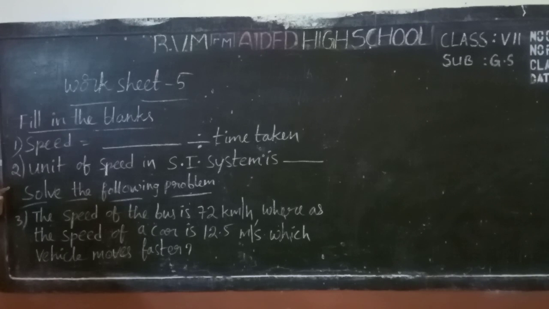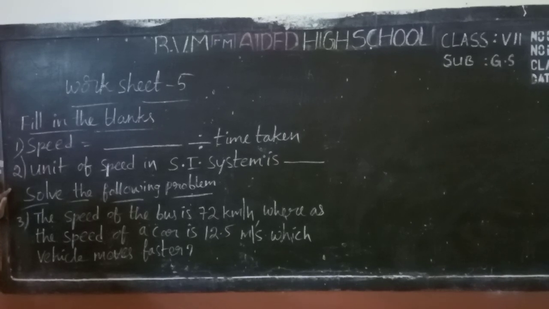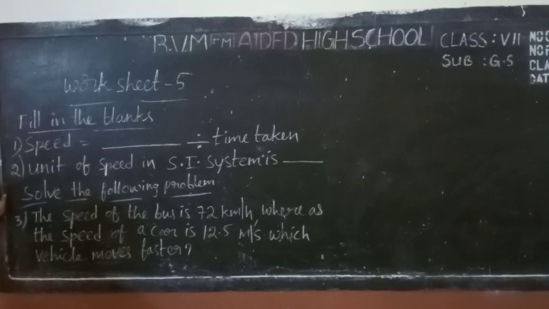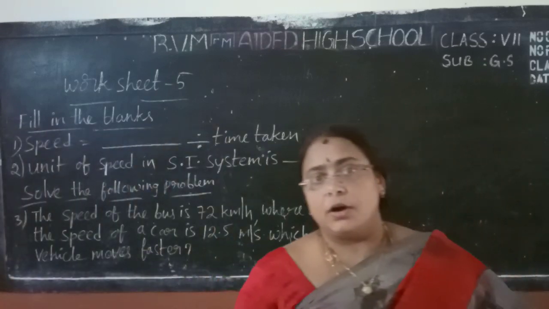Solve the problem. The speed of the bus is 70 km per hour, whereas the speed of a car is 12.5 km per second. Which vehicle moves faster? Already we have learned this in this class, so you have to find this answer.